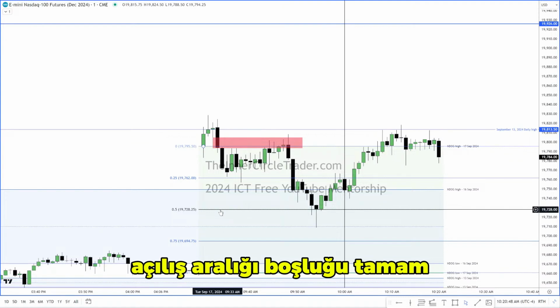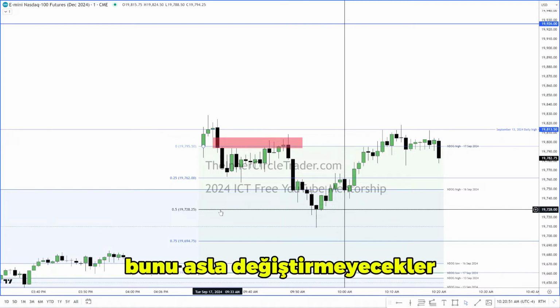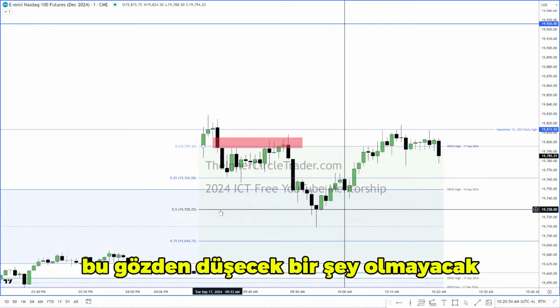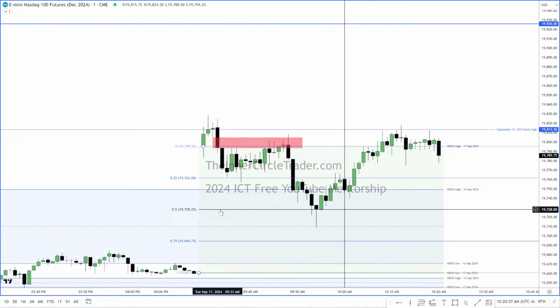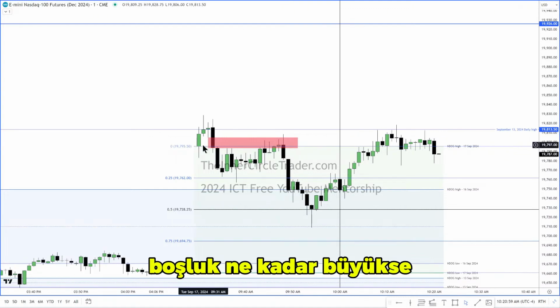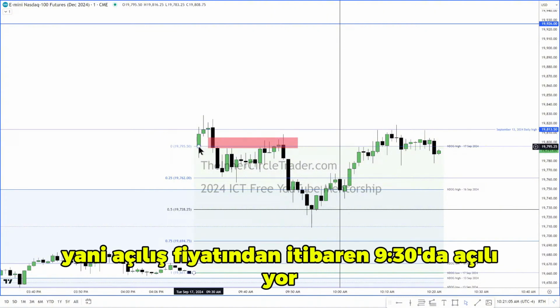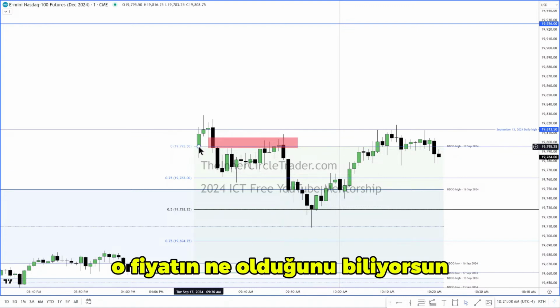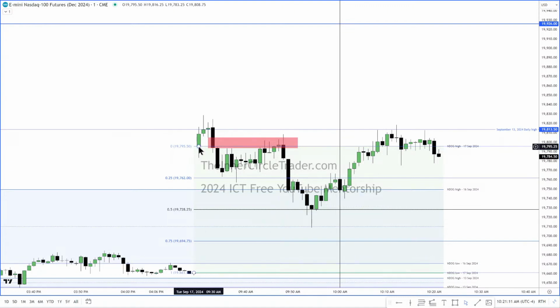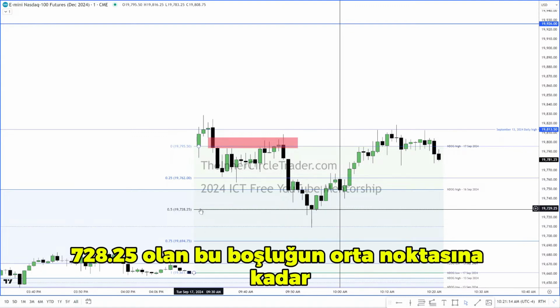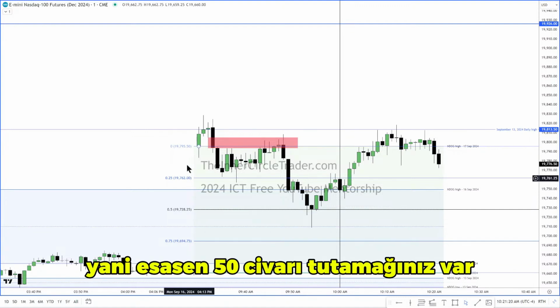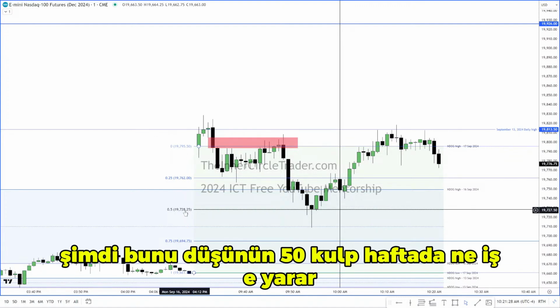Opening range gap. Okay, they're never going to hide this from you. They're never going to change it, and it's not going to be something that falls out of favor. Okay, gap opening higher, more than 40 handles. The larger the gap, the better. That means your range is more opportunity. So from the opening price, as soon as at 9:30 opens up, you know what that price is. Everybody else knows what that price is. Down to that gap's midpoint, which is 728.25. So you have essentially, what is that? 50-ish handles.